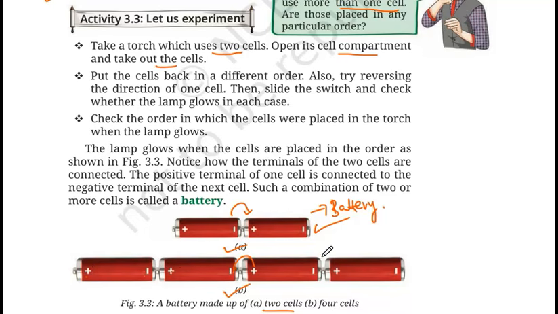again to the negative we connect a plus, then minus, again to the negative we connect a plus. So in this way we connect cells together and they form a battery.